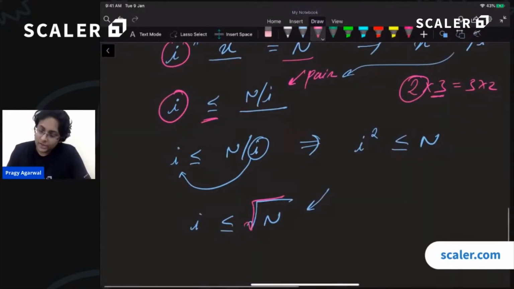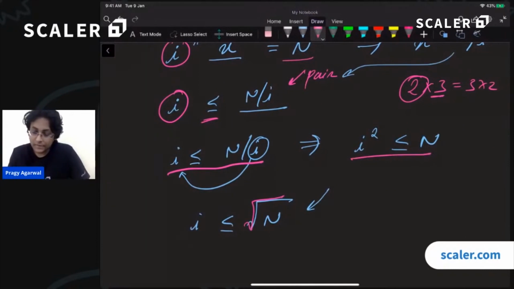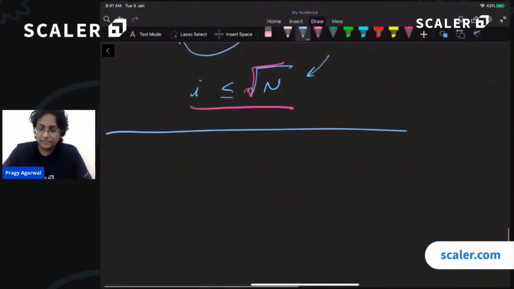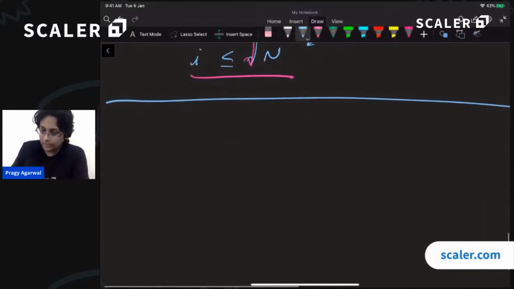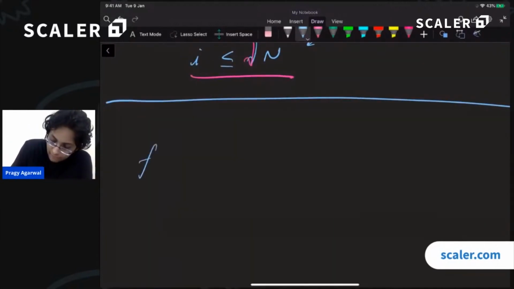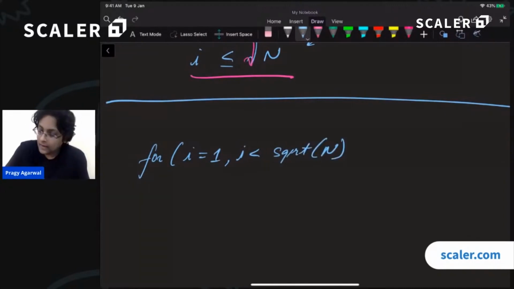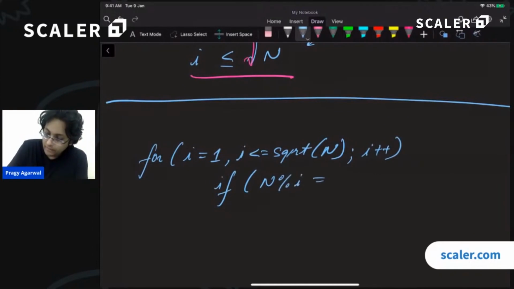So we put this in the equation. We say I is less than or equal to n by I, which means that I squared is less than or equal to n, which means that I is less than or equal to square root of n. So what did we get from here? Now we can improve our program. We can now say that we have a for loop for I equals 1, I less than or equal to square root of n, and I plus plus. Now I will check if in fact n is divisible by I.